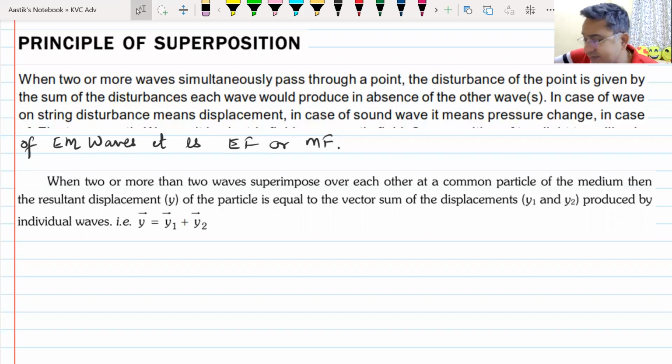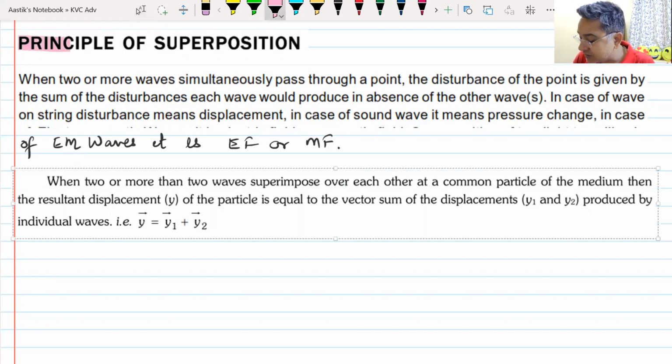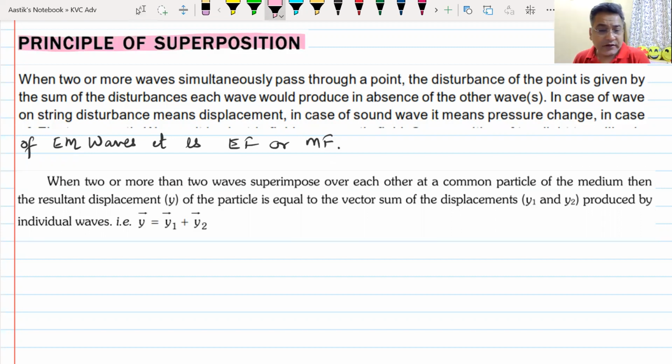Then we move on to the next and the most important heading of this chapter, known as the principle of superposition. I hope you have heard this term before. Do we remember this principle of superposition? Yes or no? Yes, sir. We had seen it in terms of electric field. If at any point there is more than one electric field, the net electric field is the vector sum of all electric fields. If there is more than one force, the total force is the vector sum of all these forces. Yes or no? Yes, sir.